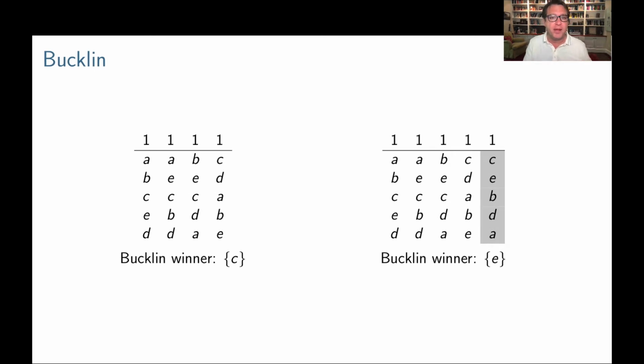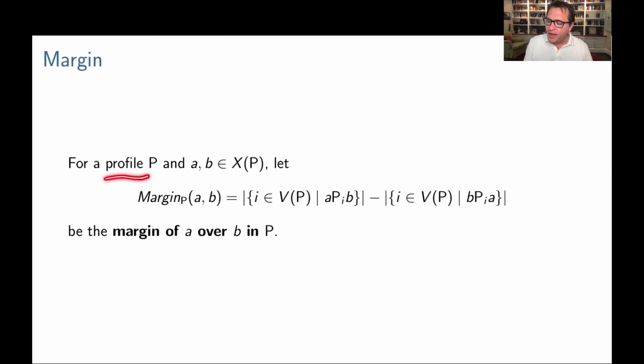But before I define beat path, we first need a little bit of terminology. So given a profile P, we're going to write X of P for the set of candidates in P. We're going to write V of P for the set of voters in P. And for a voter i, we'll write P sub i for i's ranking in P. So if you write A P sub i B, that means voter i ranks A strictly above candidate B. And don't forget that we're assuming that the voters submit linear orderings over the candidates.